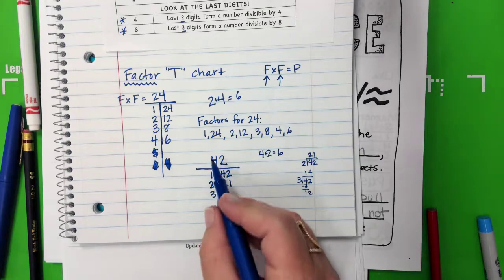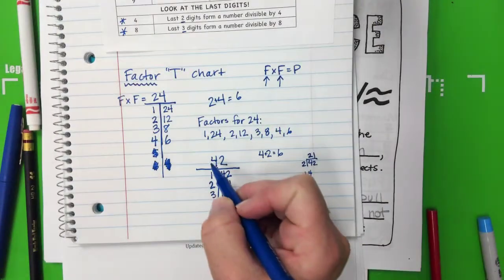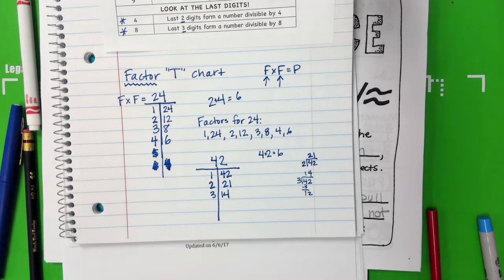All right, what about the 4? There's a 4 rule. Look at the last 2 digits. Well, unfortunately, there's only 2 digits. Okay, is 42 divisible by 4? No. Think about your facts, guys. What's 4 times 10? 40. What's 4 times 11? 44. 48. So is 42 divisible by 4? 4 times 10 is 40. 4 times 11 is 44. It's in between, okay? So what about 5?